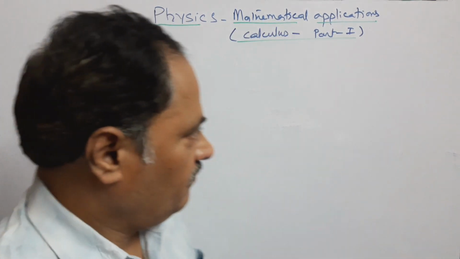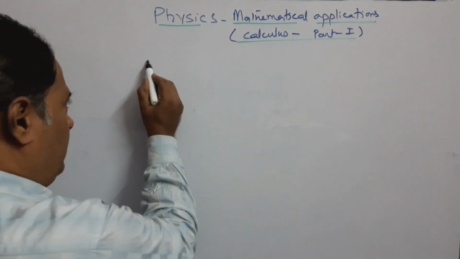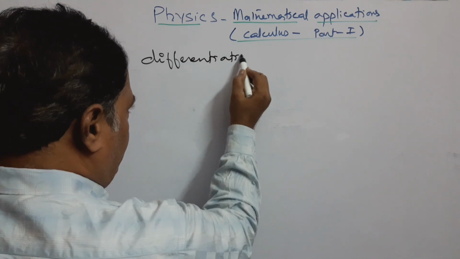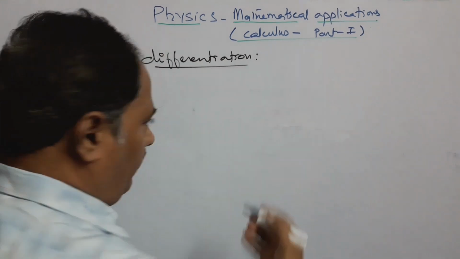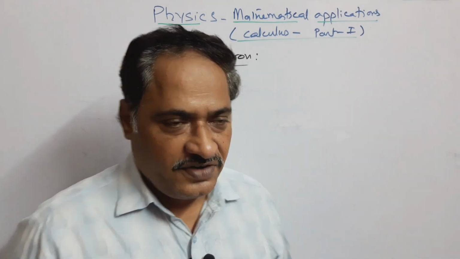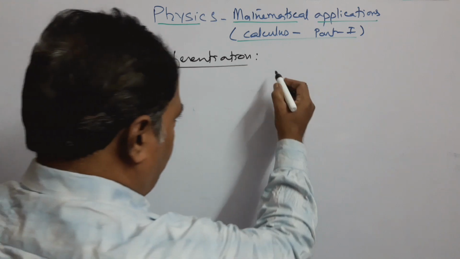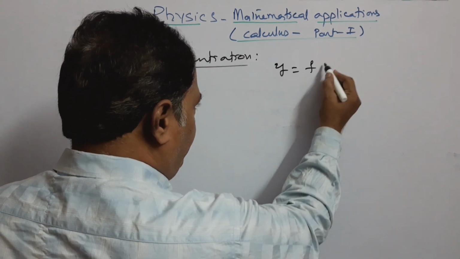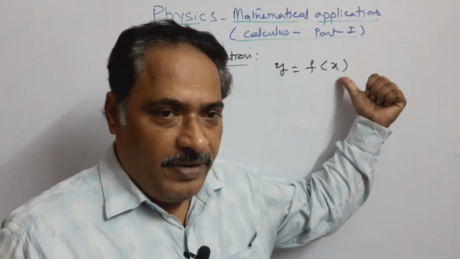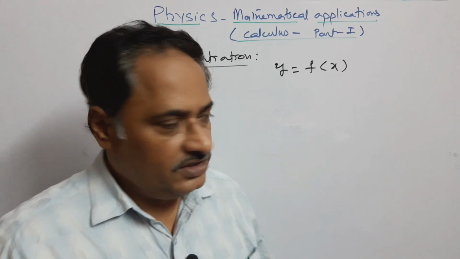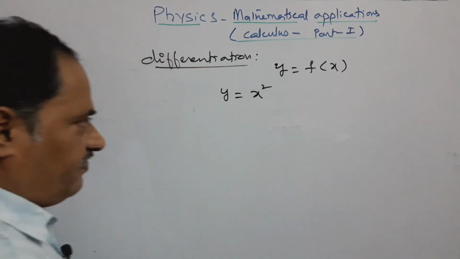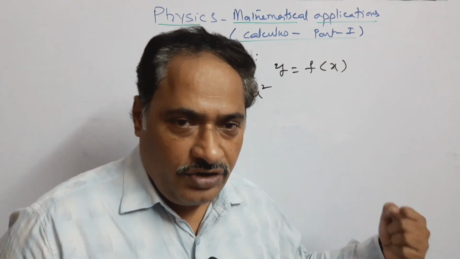Let us see. First, in the differentiation process, I want to give some simple example to define differentiation. I want to take one function y equal to f of x. That means the value of y depends on the value of x. That is, y equal to, I want to take, x square. It's a simple function. Y equal to x square.